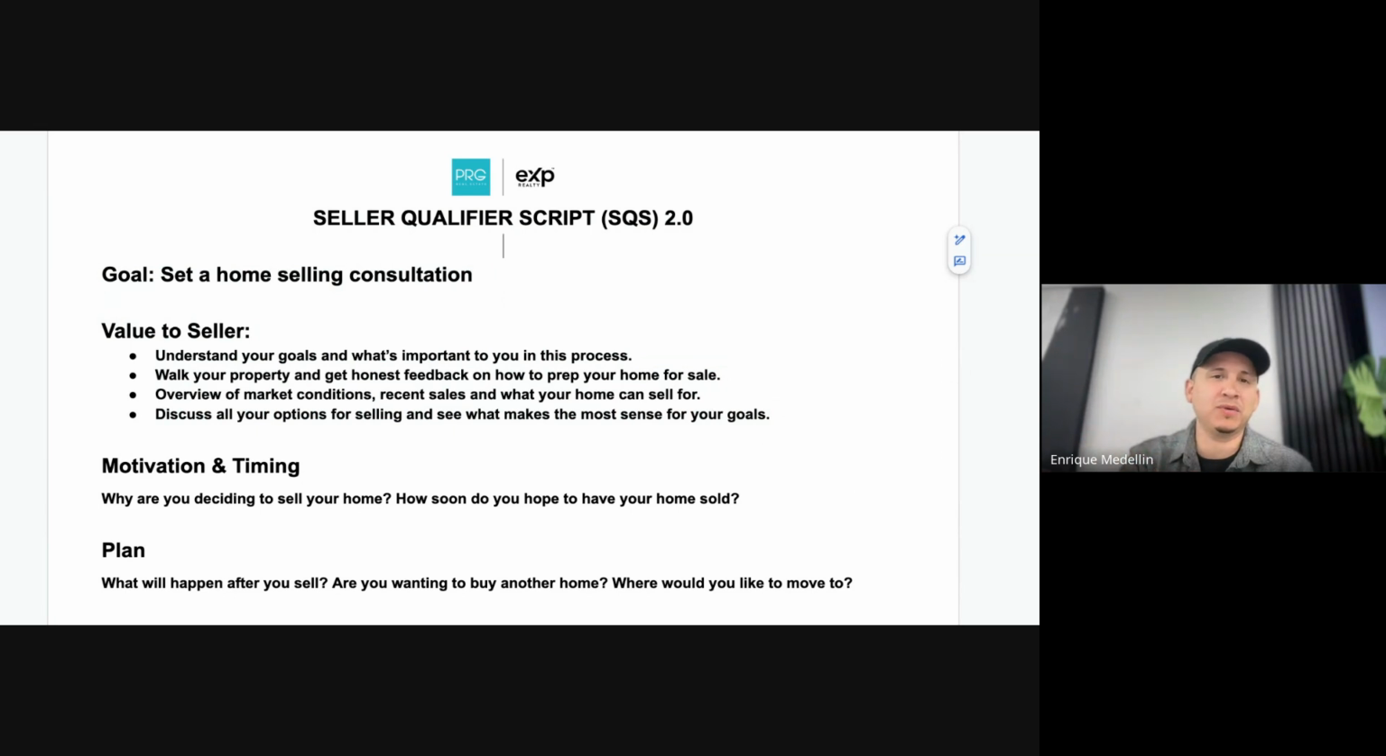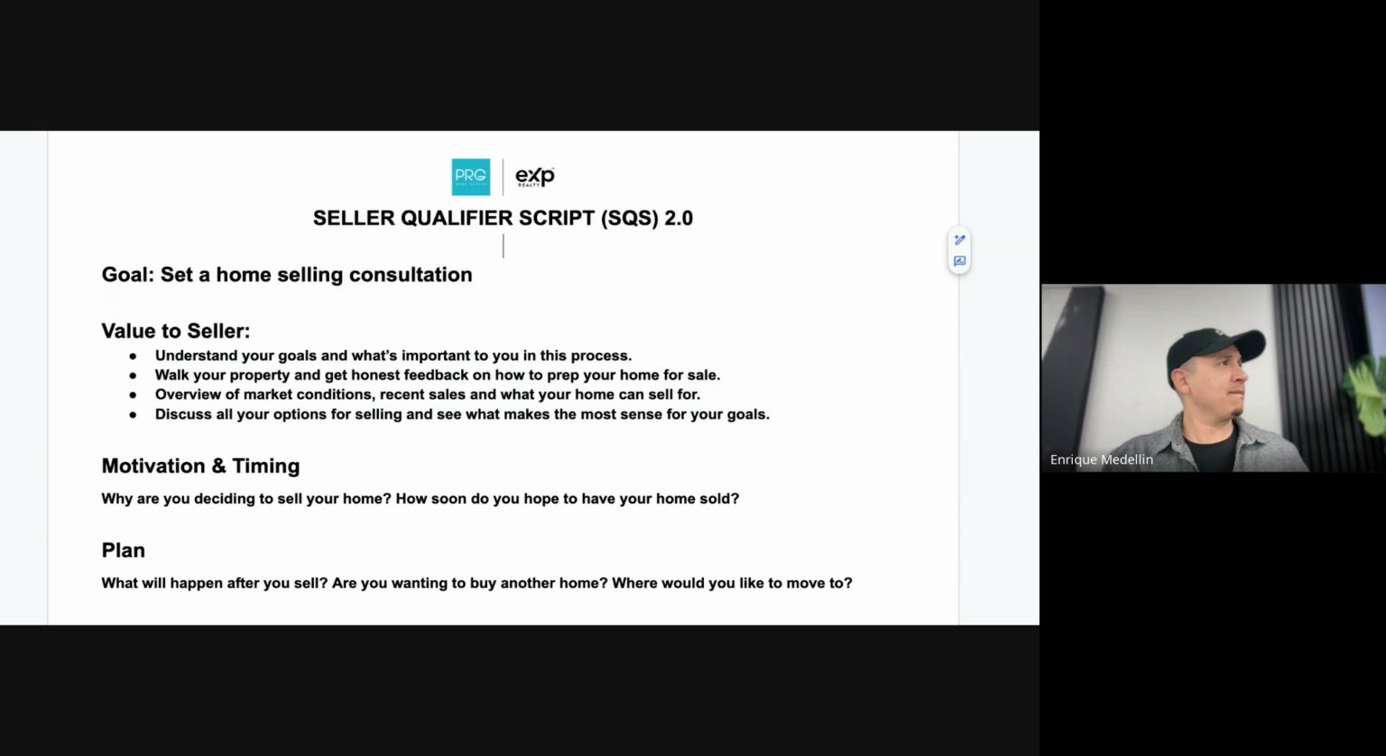I came up with the SQS a few years back, and I'm like, what's missing from this, right? And I think what's missing is that you guys need to be trained on how to articulate your value. Because all the other questions are just standard questions, right? Hey, when do you want to sell? What's the condition of your property? All that. That's all standard, right?